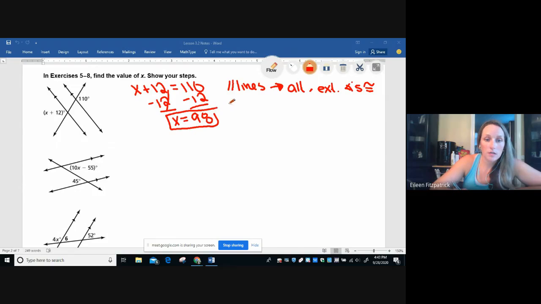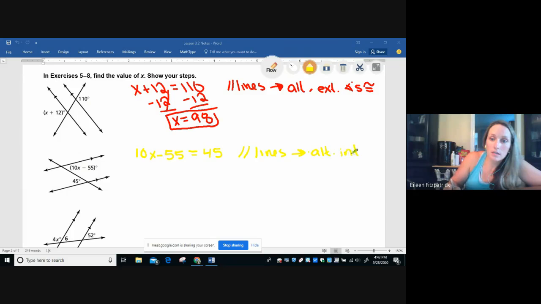All right. The next problem. What's the relationship between this angle here, 10x minus 55, and this angle down here? They are alternate interior angles, which are congruent. So you could say that 10x minus 55 is equal to 45. Again, if I was justifying in a proof, I'd say parallel lines implies alternate interior angles congruent.